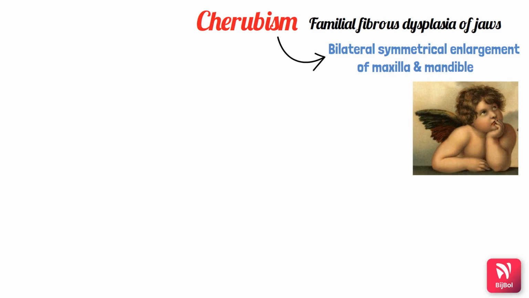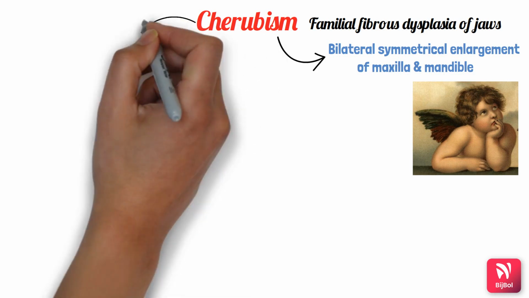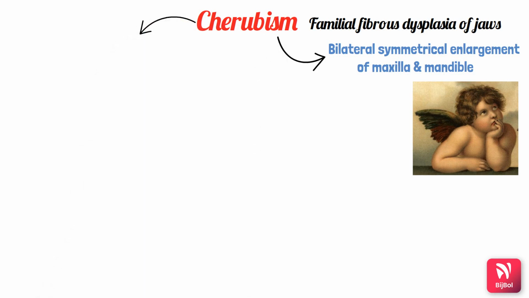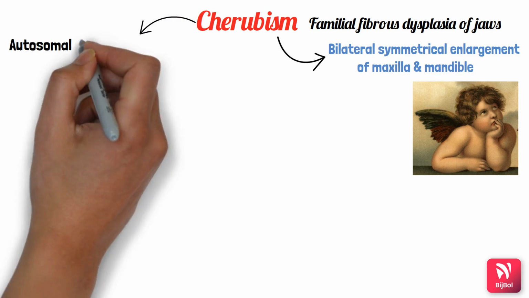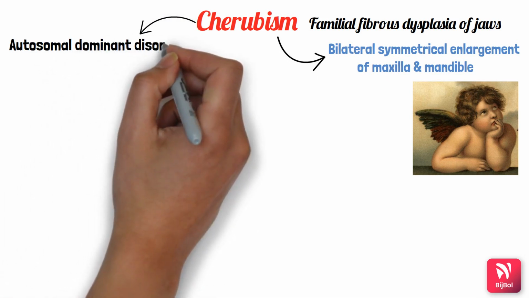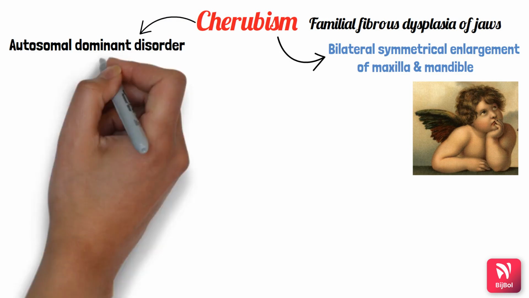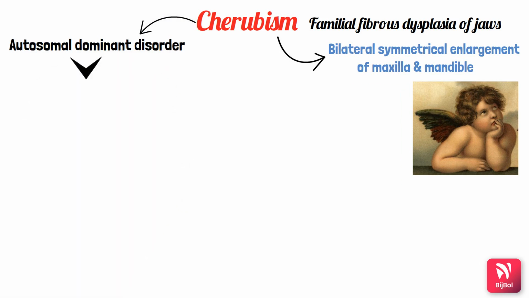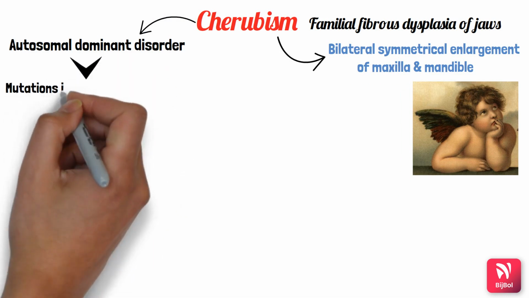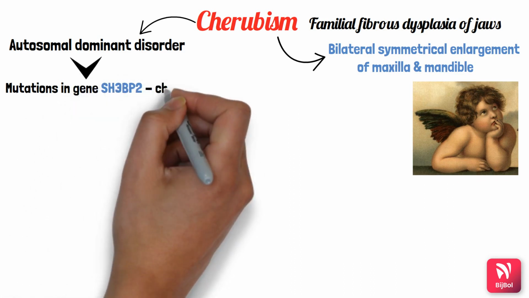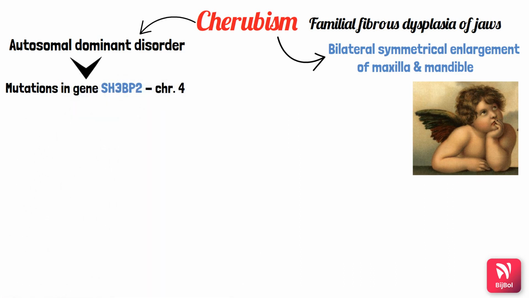So here is a picture of a cherub showing the chubby appearance of the cheeks. This is the Roman art, because of which this disease is named cherubism. So here, as I told you, it is familial fibrous dysplasia of jaws, right? The inheritance pattern is an autosomal dominant disorder, wherein the mutation occurs in the gene SH3BP2, which is present on chromosome 4.